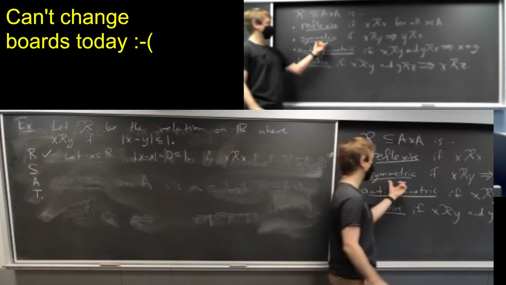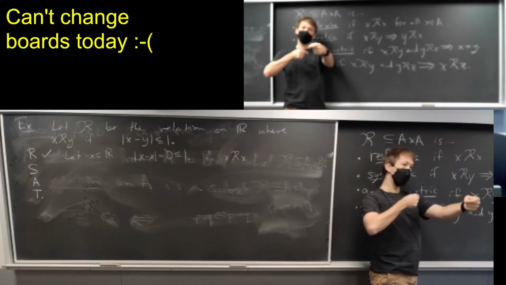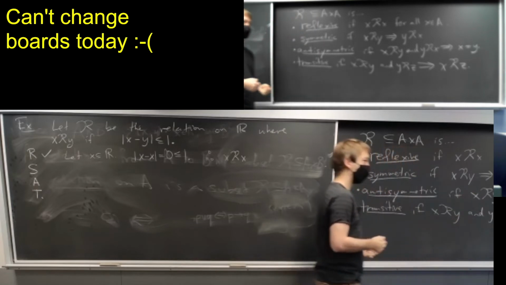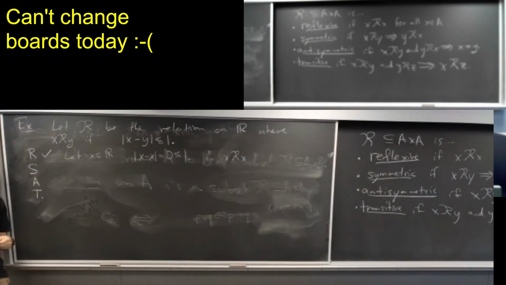Okay, now symmetric. Symmetric says if x is related to y, then vice versa, y is related to x. So for this relation, on the count of 3, who thinks it is symmetric? 3, 2, 1. 1 vote, 2 votes, 3 votes. Are the other votes thinking it's no or not sure?